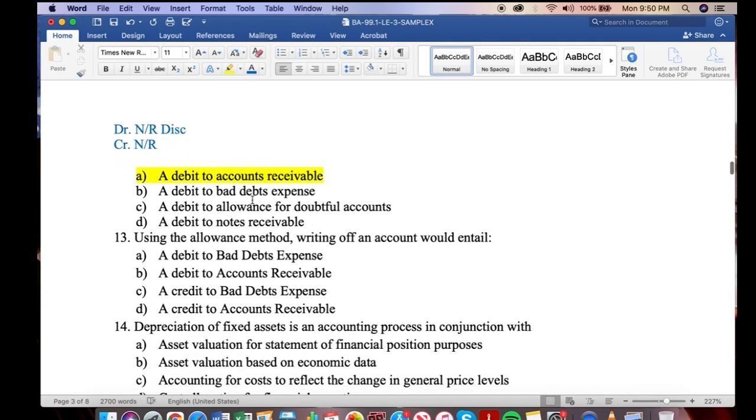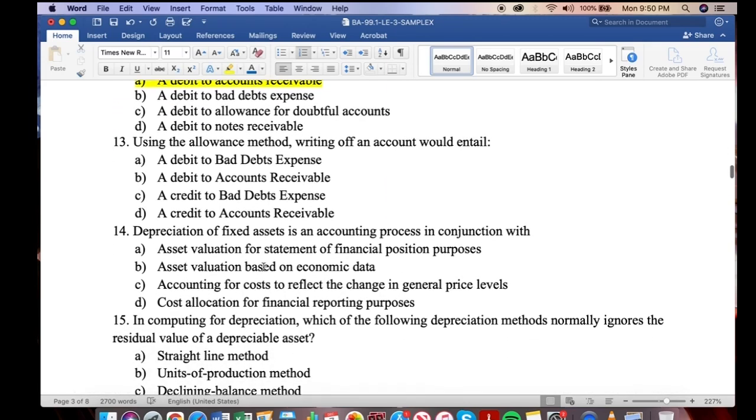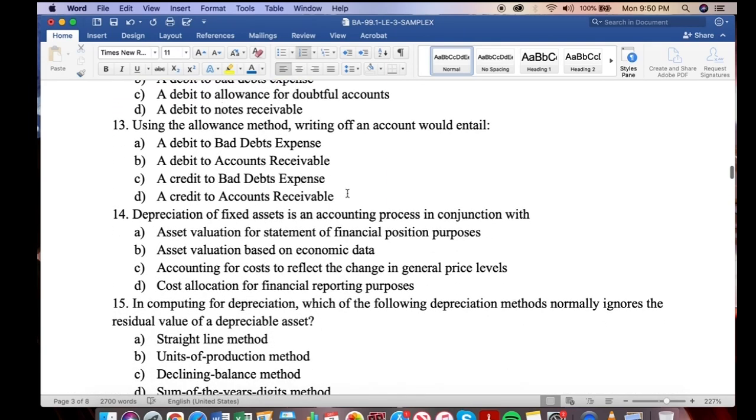Etong mga other choices, wala. Walang bad debts expense, walang ADA kasi wala pa ngang AR eh. Ngayon pa lang magkakaroon na agad nitong mga to. Debit to notes receivable, hindi. Actually, credit to. Okay? So, yun yung sagot sa number 12. Number 13, using the allowance method, writing off an account would entail, ano mangyayari? Debit ADA, credit AR.